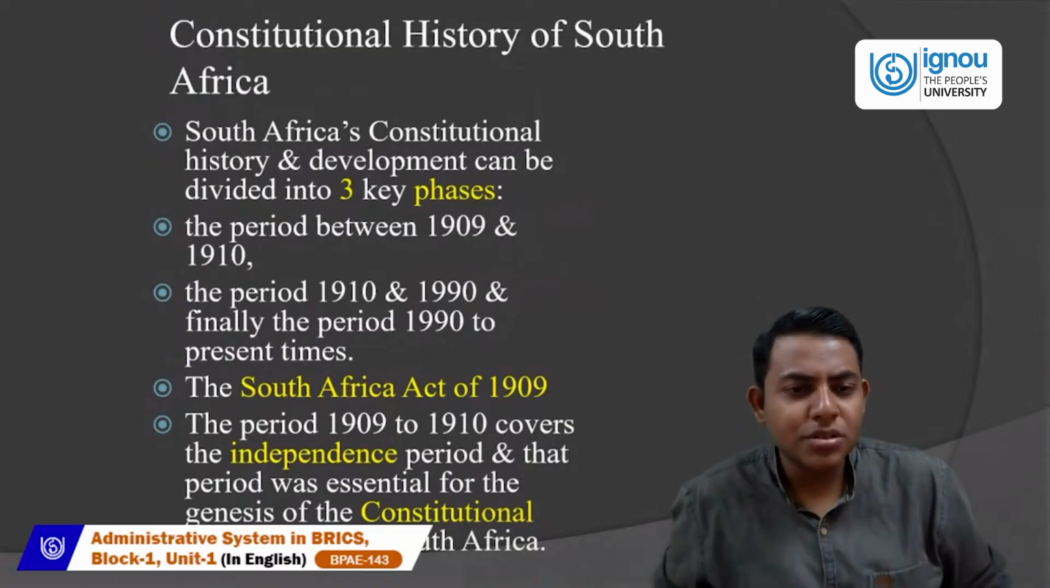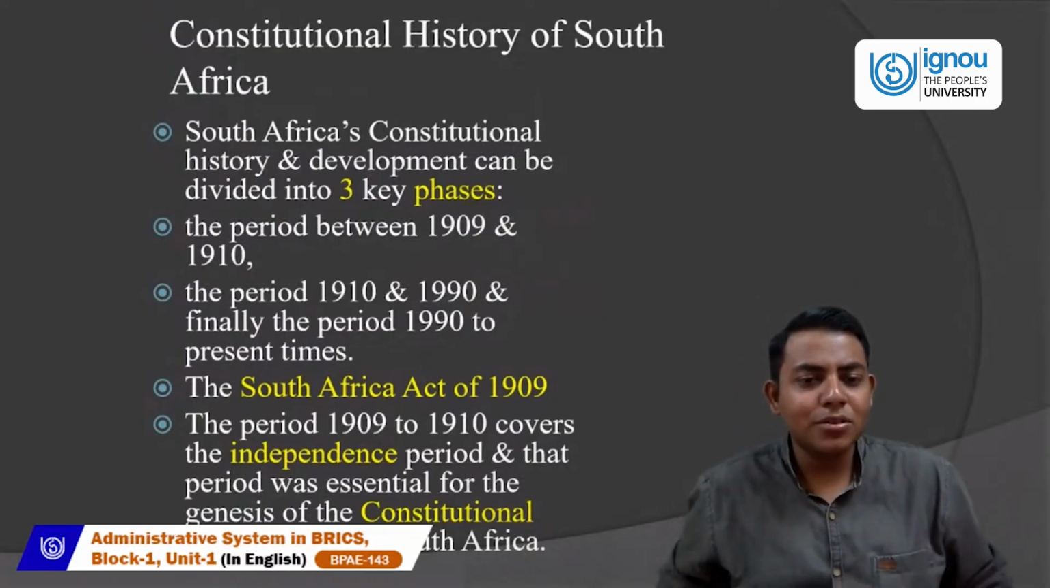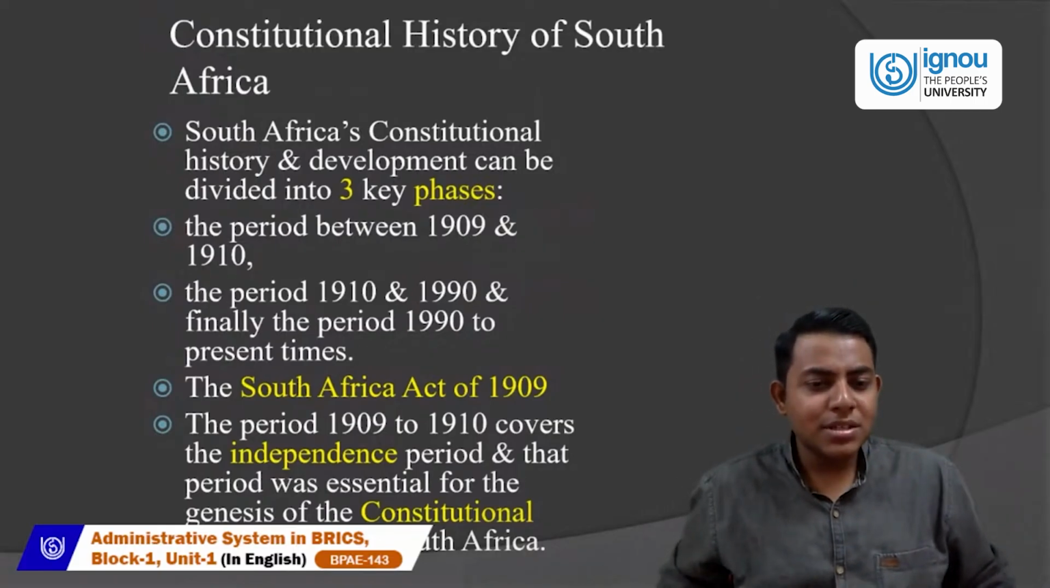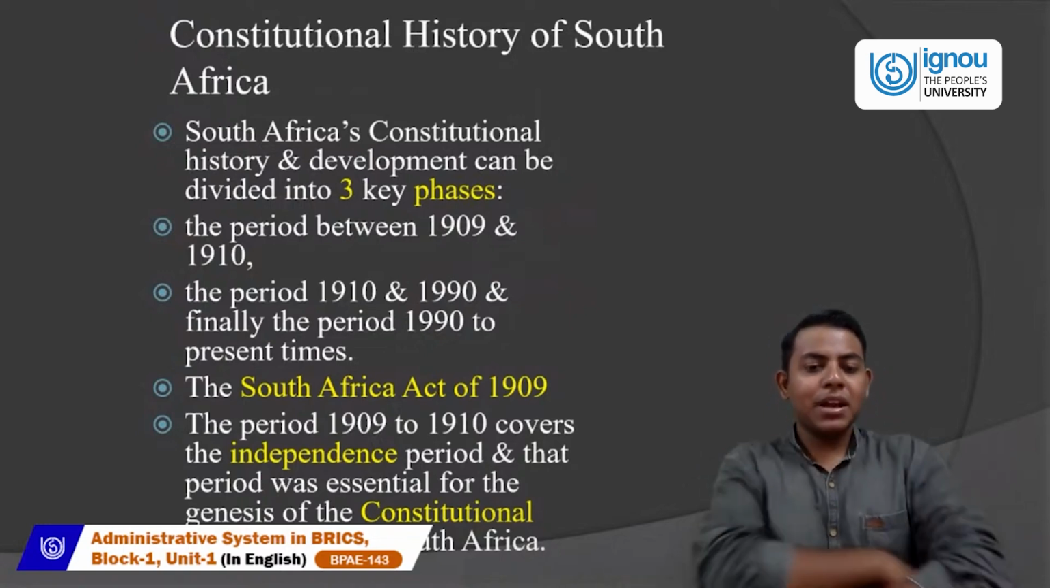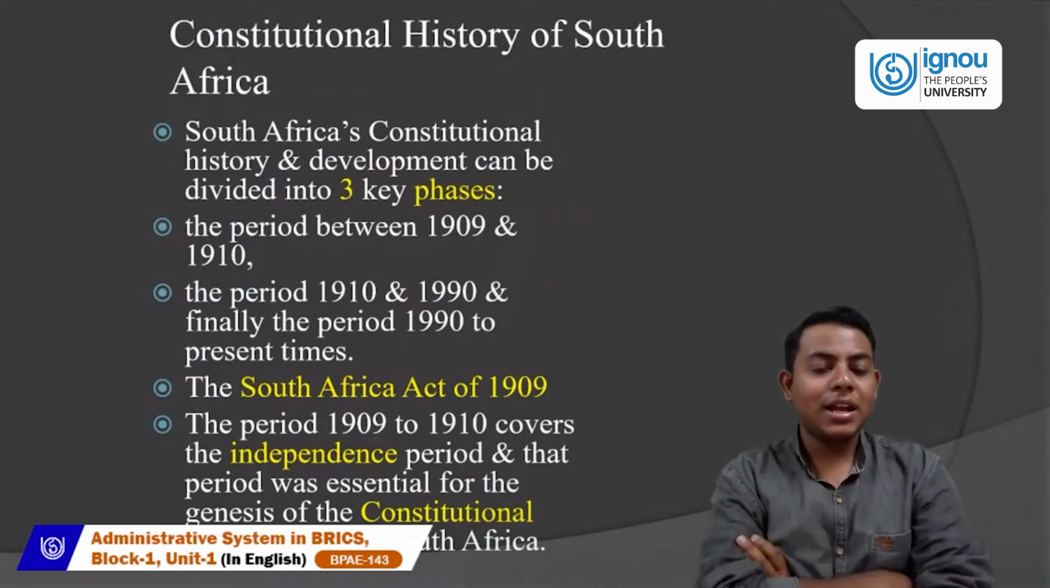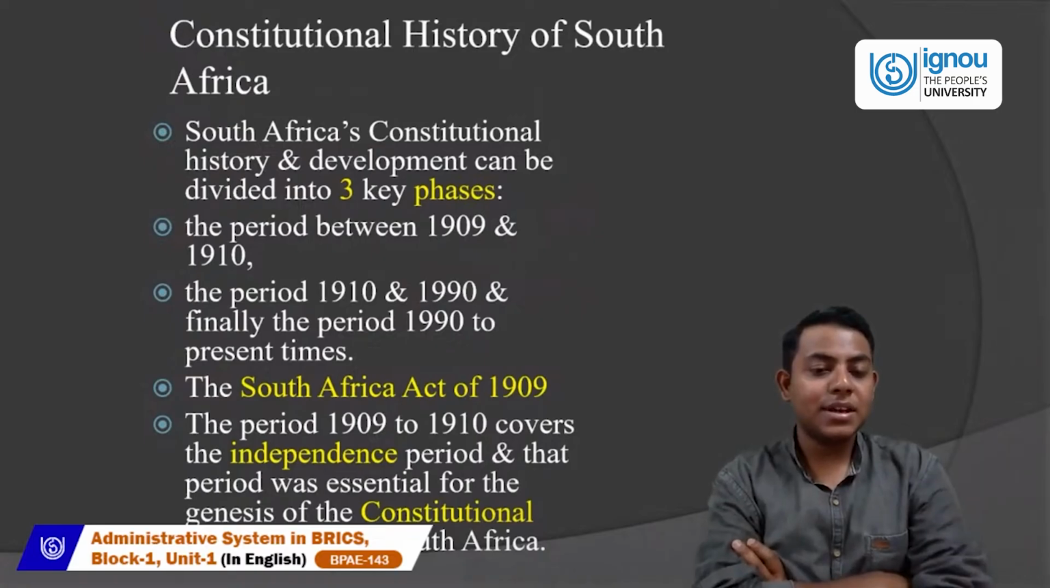Now let us discuss the constitutional history of South Africa. South Africa's constitutional history and development can be divided into three key phases. The first is the period between 1909 and 1910. The second is the period 1910 to 1990, and finally the period 1990 to present times.